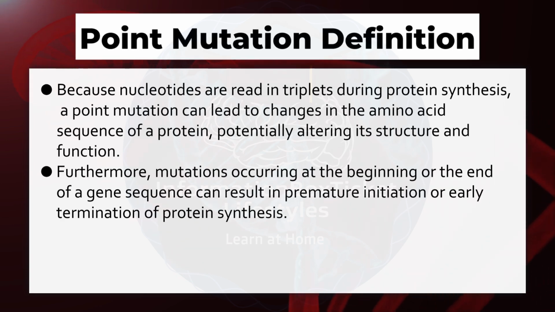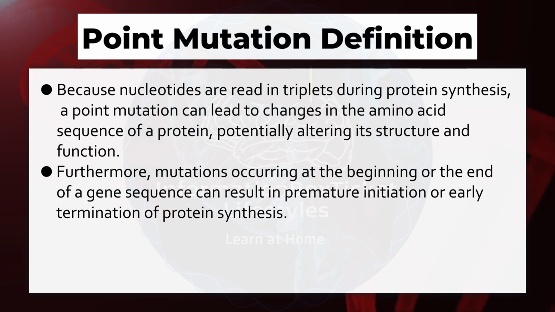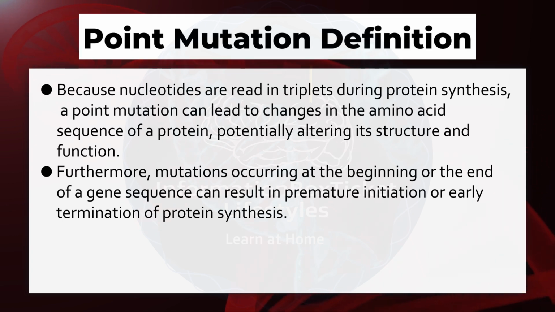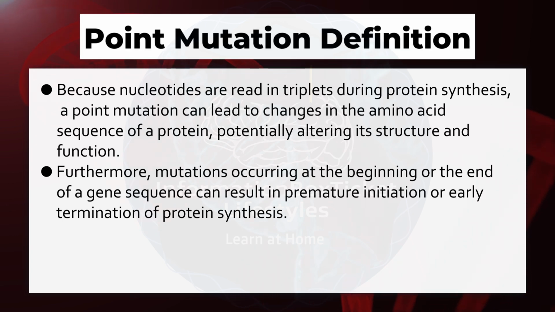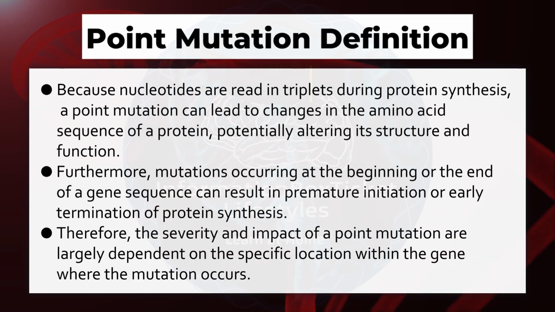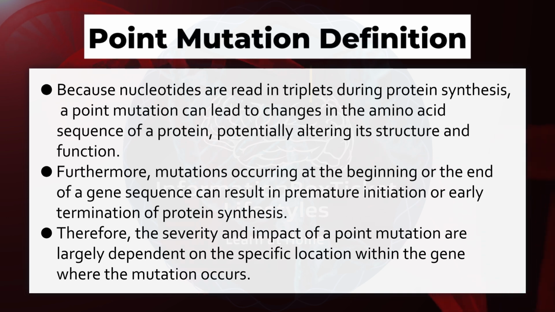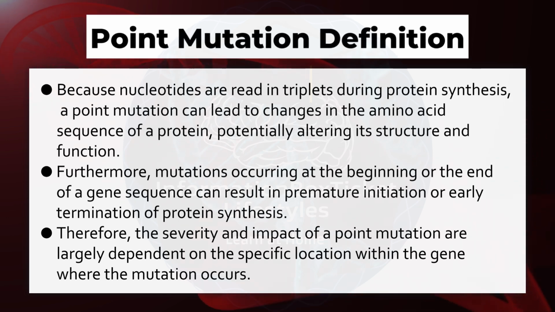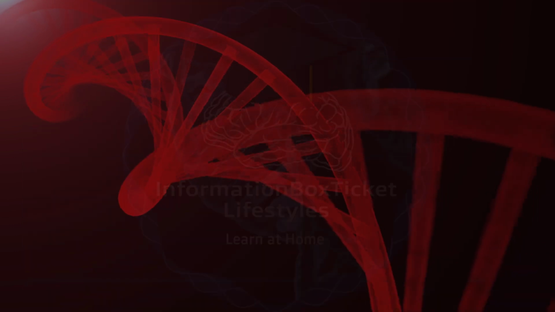Furthermore, mutations occurring at the beginning or the end of a gene sequence can result in premature initiation or early termination of protein synthesis. Therefore, the severity and impact of a point mutation are largely dependent on the specific location within the gene where the mutation occurs.